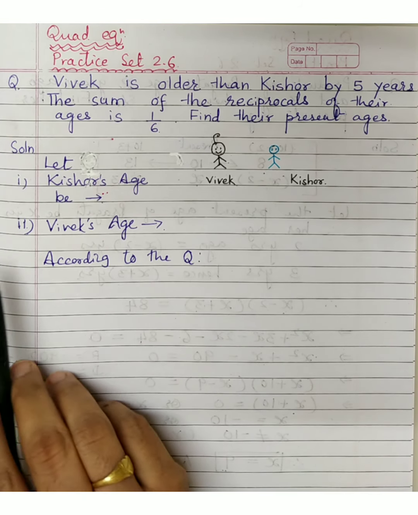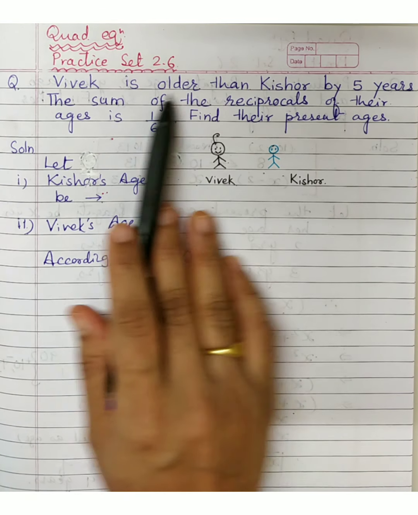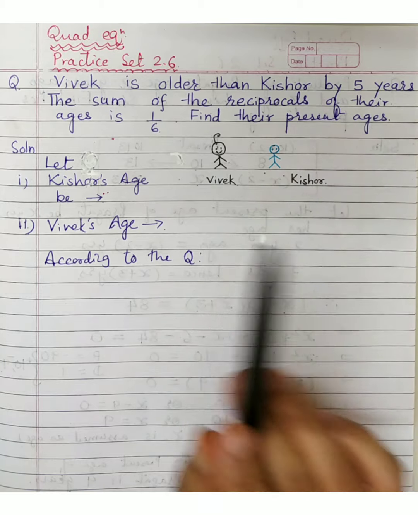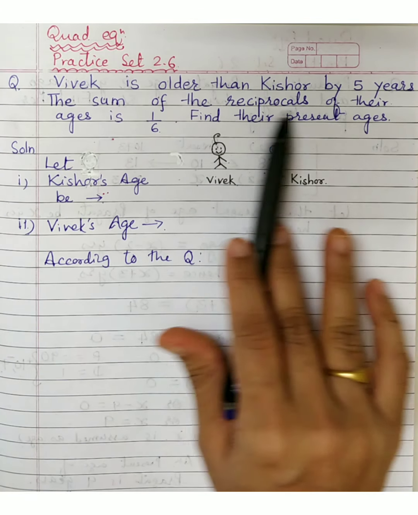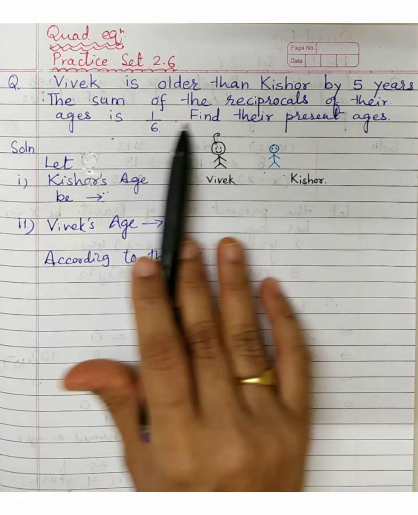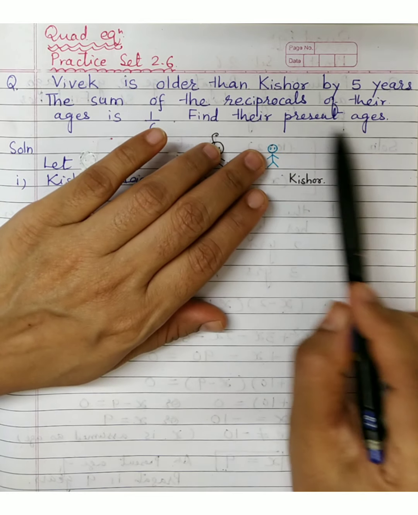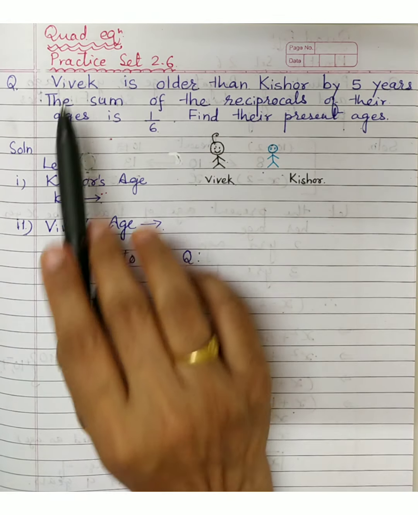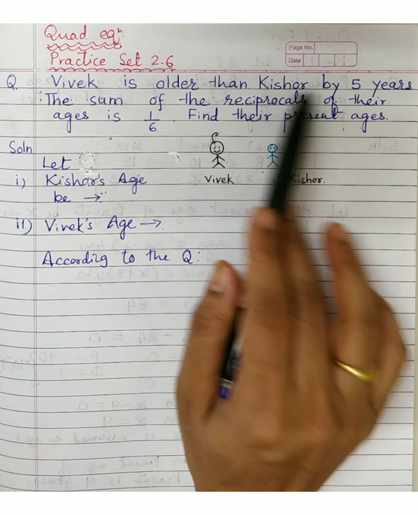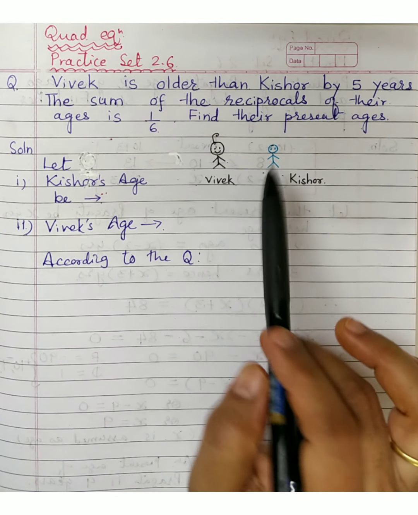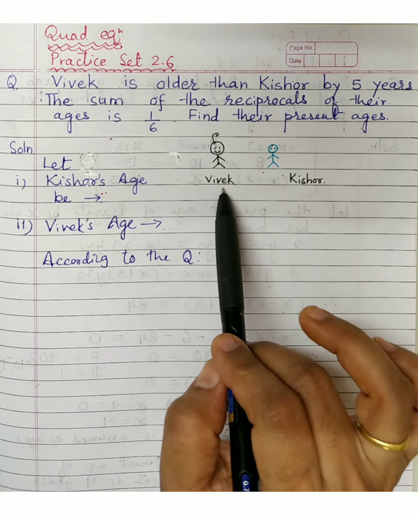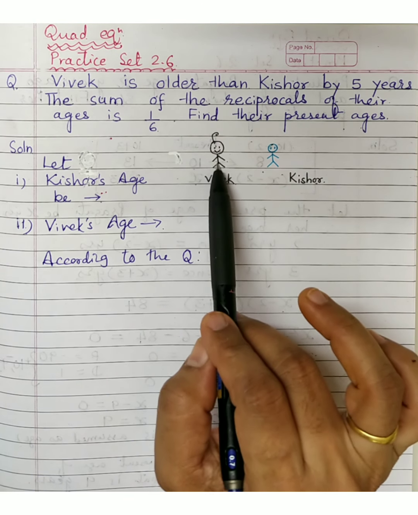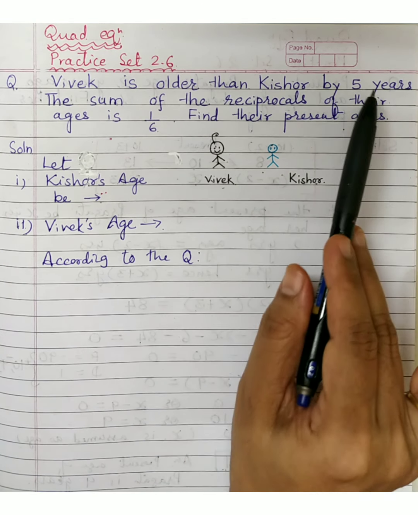Now see one more question. Vivek is older than Kishore by 5 years. The sum of the reciprocals of their ages is 1 upon 6. Find their present ages. Here also try to understand this story. Vivek is older than Kishore by 5 years. So imagine there are two boys, Vivek and Kishore. Vivek is older than Kishore by 5 years.